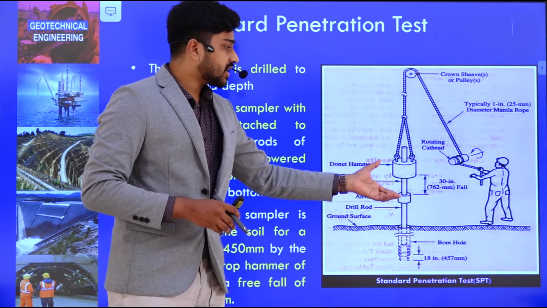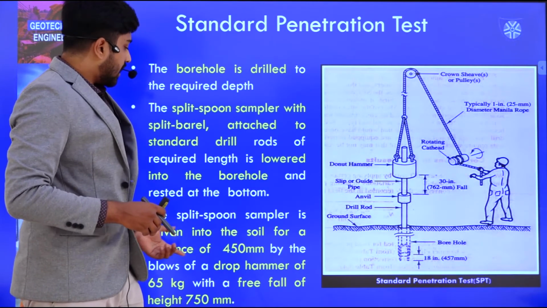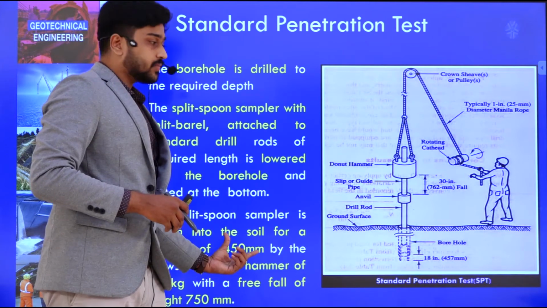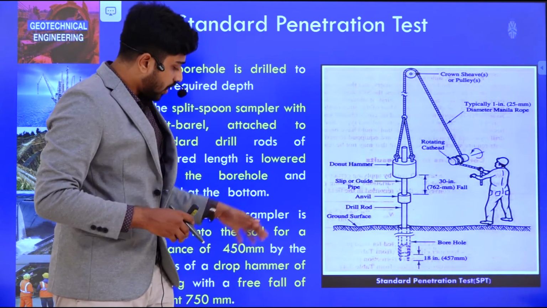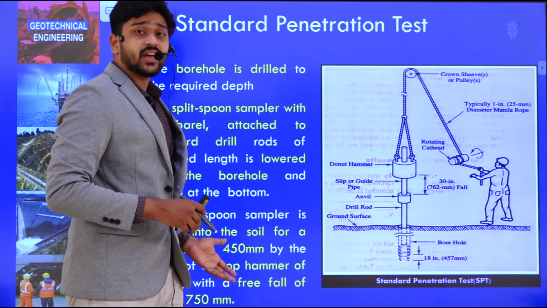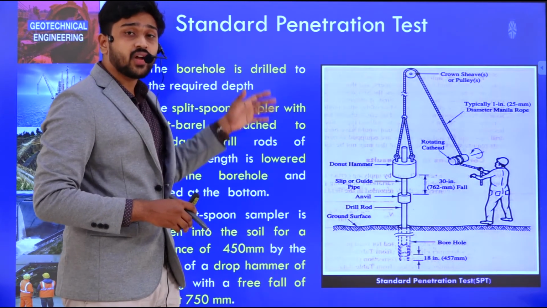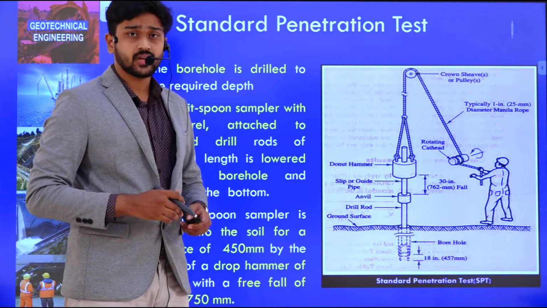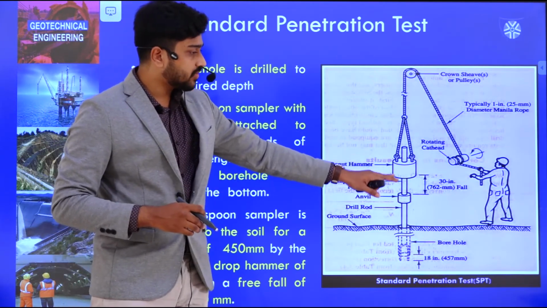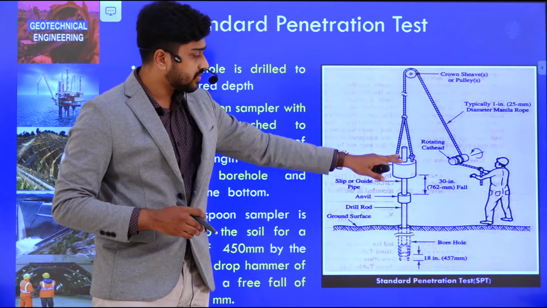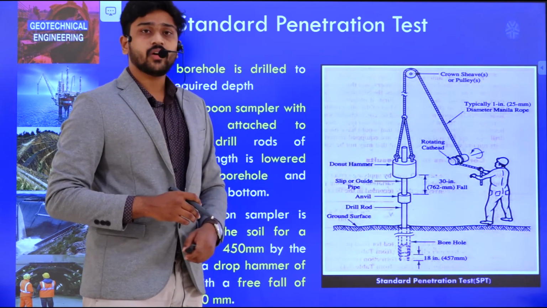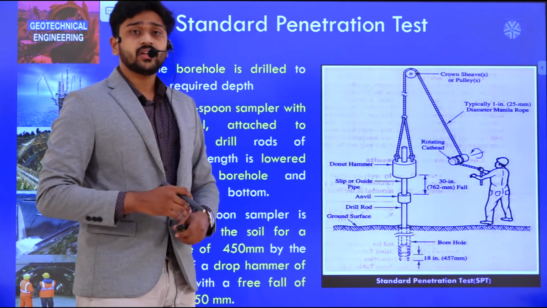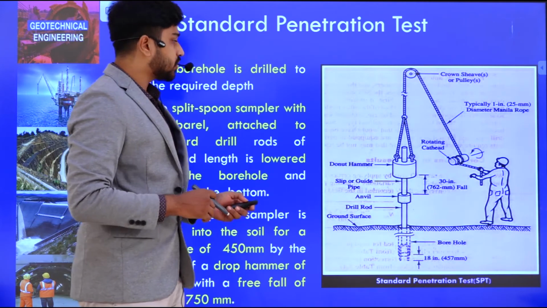Okay, so in general this is given by a driving force with the help of a hammer at a distance of 450 mm height. Okay, and then the hammer is dropped with a free fall. So it is having a weight of 65 kg and the free fall height is generally 750 mm, or 75 centimeter. So this hammer free falls 75 centimeter from this level, and it is having a weight of 65 kg, so that the entire sampler will be driven through the soil. Okay, so that is the procedure till here.